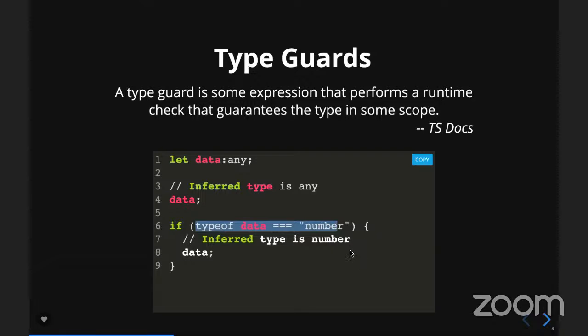A type guard basically lets you narrow down the type of data. Initially the data type was any, a blanket data type that could have been any data. Then inside this particular scope, by using a type guard, typeof, which is a type guard that TypeScript provides, you actually narrowed it down to the number data type.